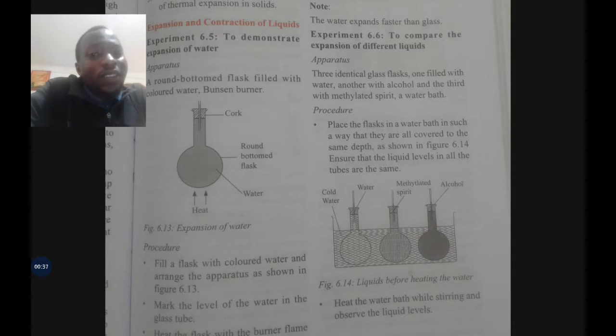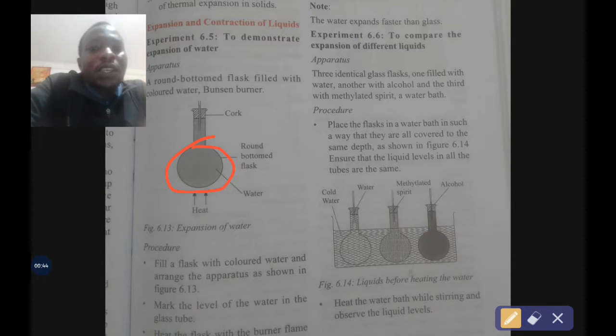Which one expands faster? Now we have a diagram here. There's a round bottomed flask. Look at this round bottomed flask. Inside of the flask there's water, and then there's a tube at this point. Now that tube will gauge the level of the liquid when it expands and also when it contracts.